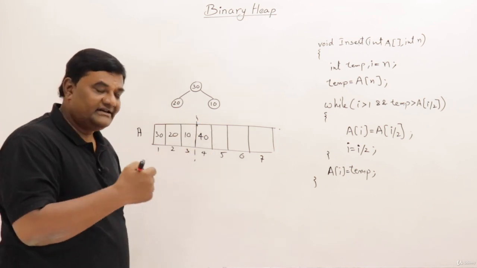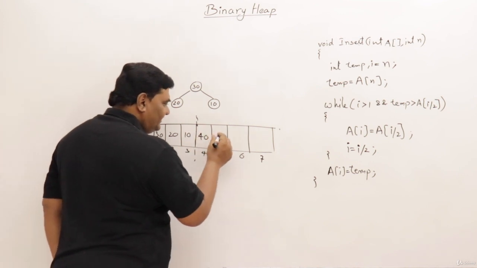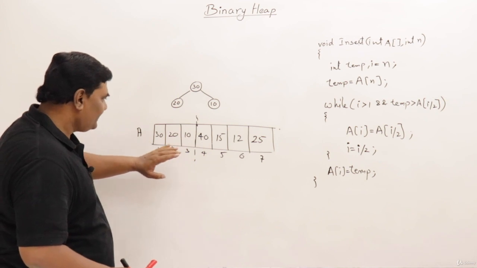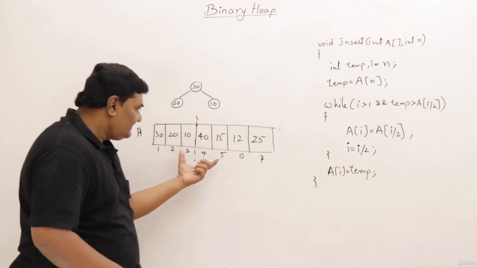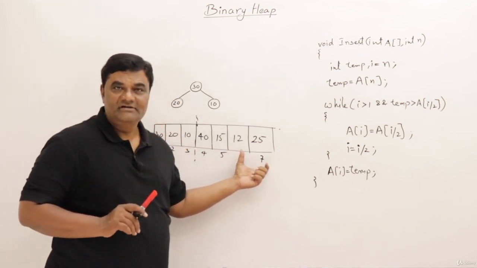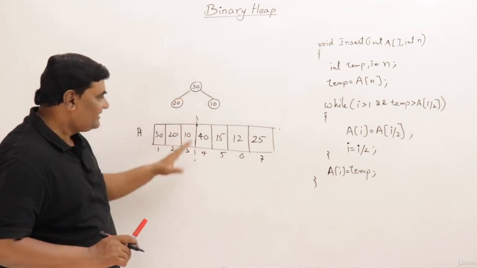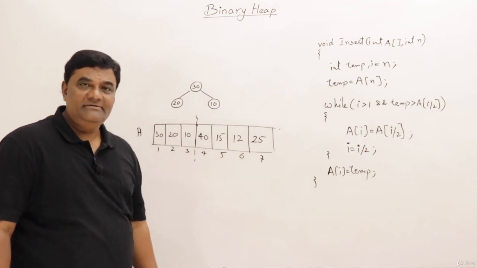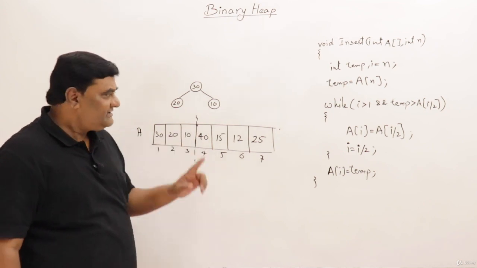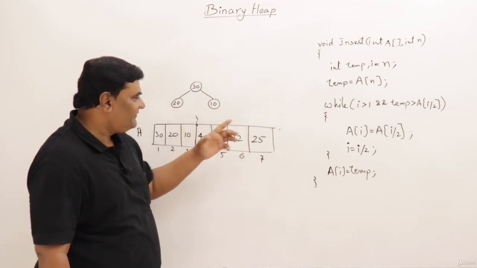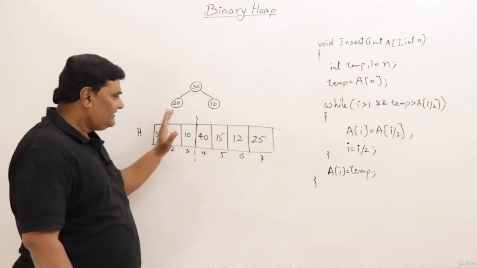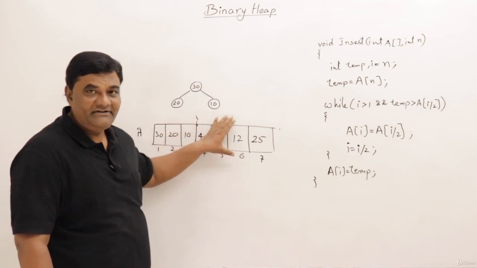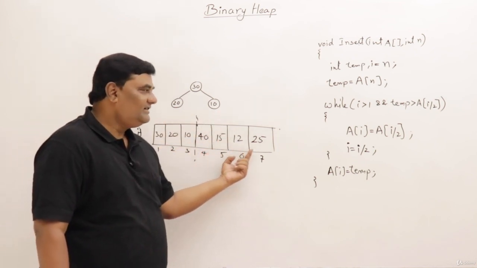Now let me extend the idea. I will insert 40, 15, 12 and 25. See, this portion is a heap and these elements are not in the heap. The heap is ending here, only 3 elements. These elements are present in the array but they are not in the heap. So is it possible to insert all these elements one by one? Yes, I can insert. First insert 40, so heap size will become 4. Then insert 15, heap size becomes 5. So one by one I can insert all the elements into the heap.